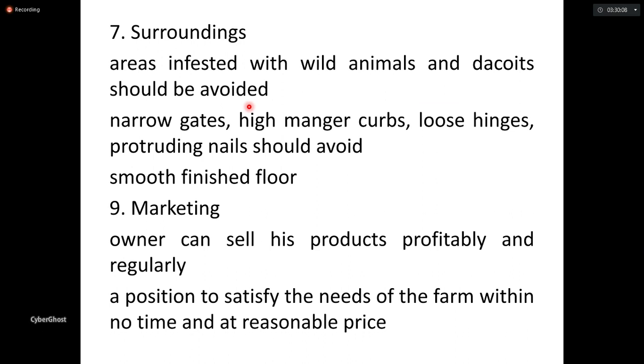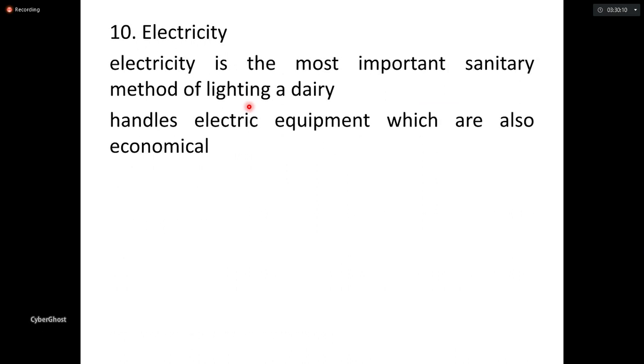We should have a very good market for whatever the products that we are going to produce within the farm. And electricity supply, these days it is very expensive, right? So are there any alternative supplies, solar radiation, solar power, or maybe wind power?